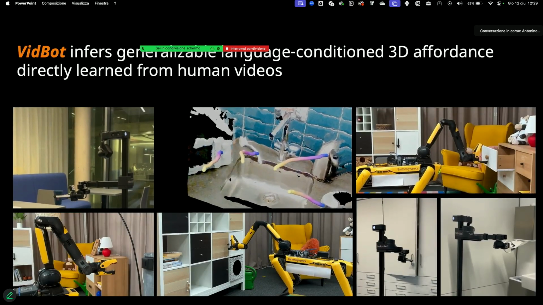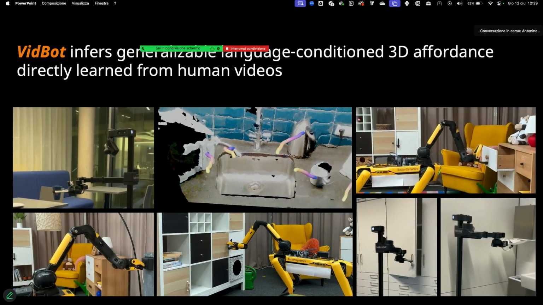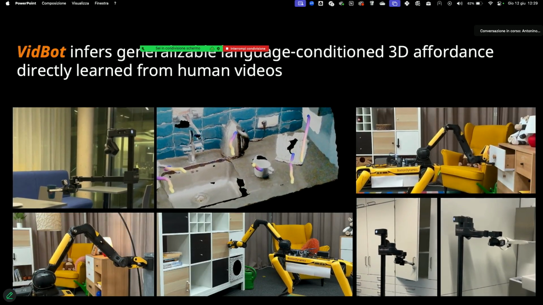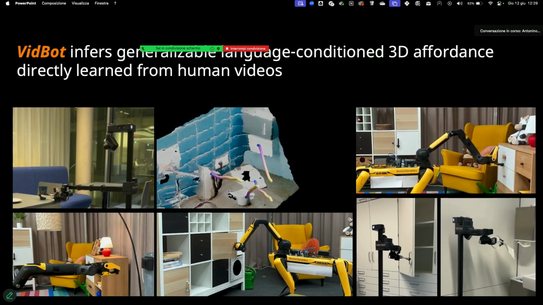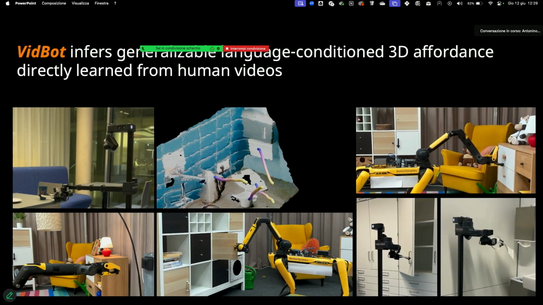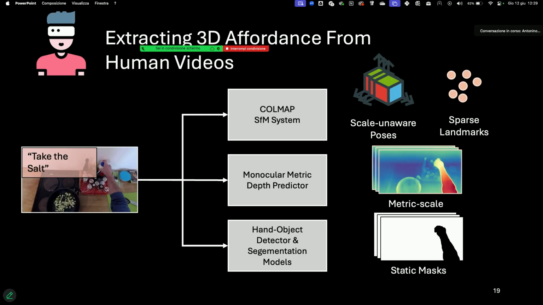In this work, we present VidBot, a framework to learn language-conditioned 3D affordance directly from in-the-wild human videos. We can see that our affordance model can be deployed across robots and environments to execute all these everyday manipulation tasks. The first part of our framework is to extract actionable information from in-the-wild human videos. To achieve this goal, we have several modules.